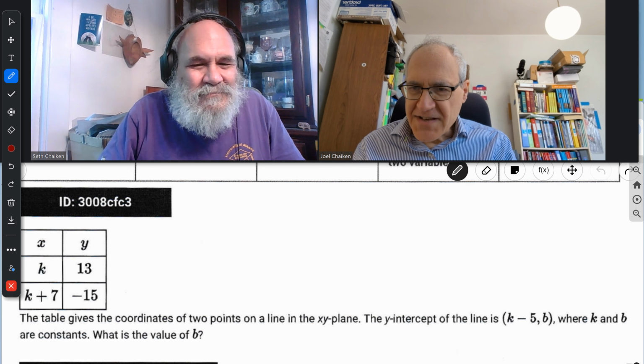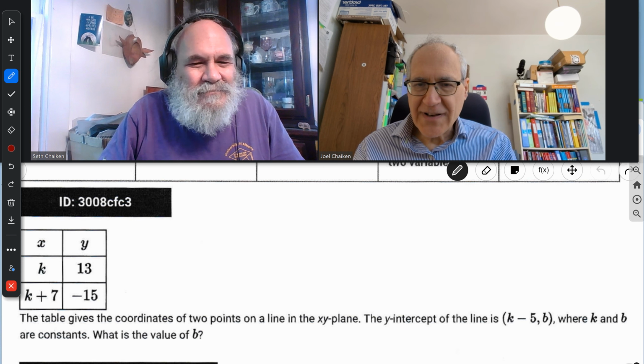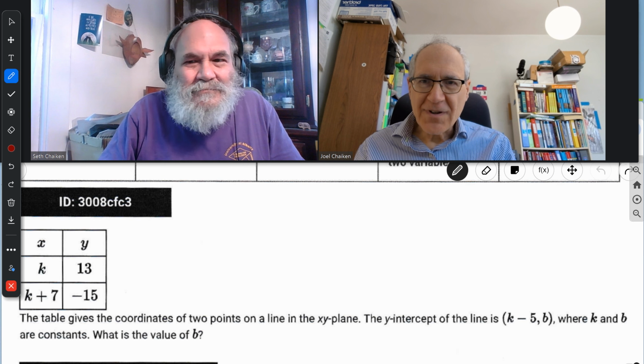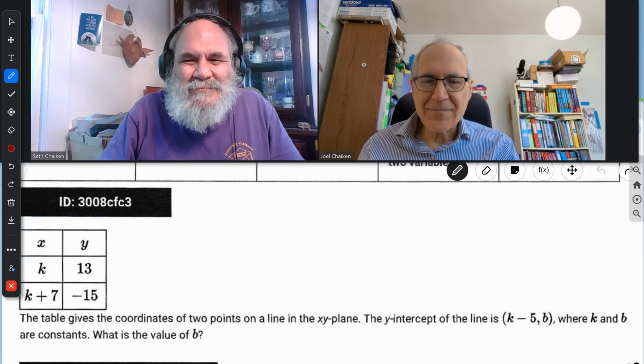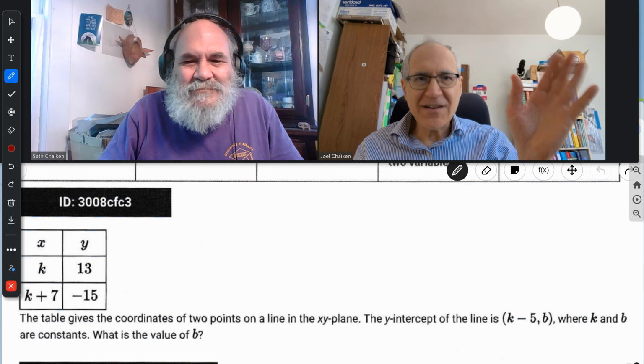Okay. The table gives the coordinates of 2 points on a line in the xy-plane. The y-intercept of the line is (k minus 5, b), where k and b are constants. What is the value of b? Ooh, this is certainly not a straight, immediate question.